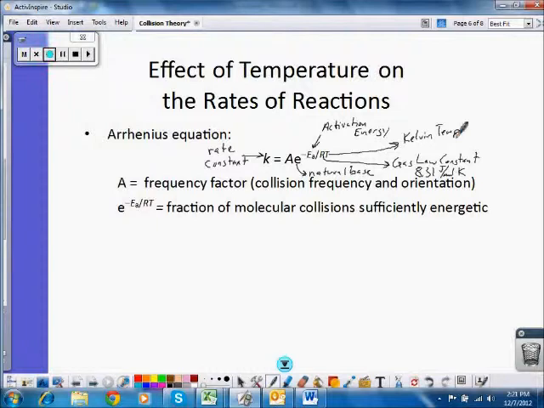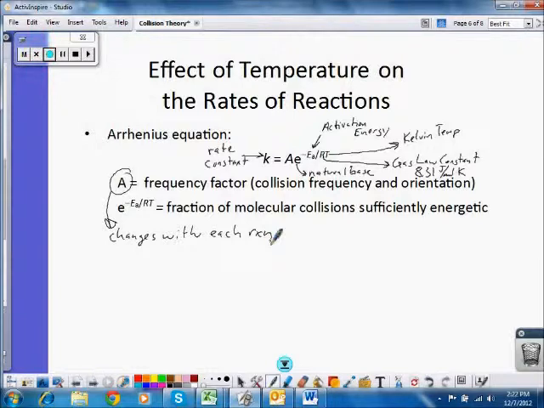So this relates the rate constant, which we can take back to our rate law, to collision frequency, which is concentration, orientation, activation energy, and temperature. However, this A, this frequency factor, is dependent on the reaction. So it changes with each reaction. Each reaction has its own frequency factor.